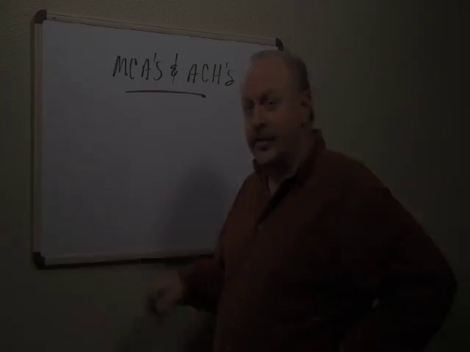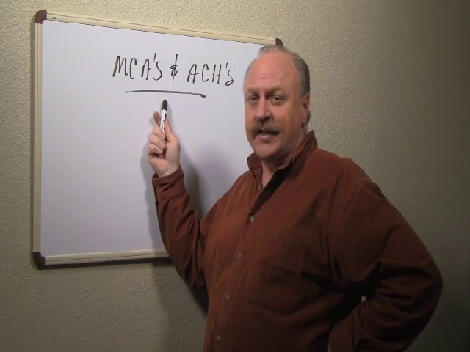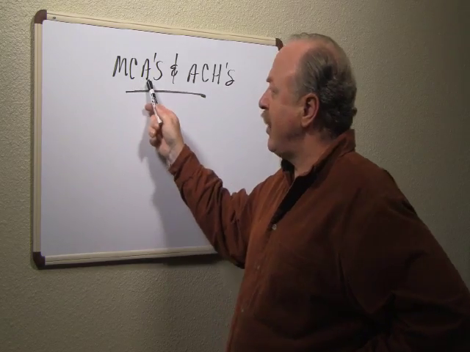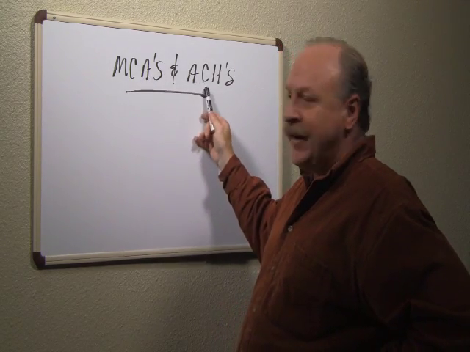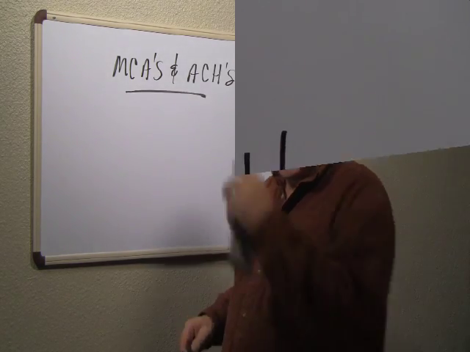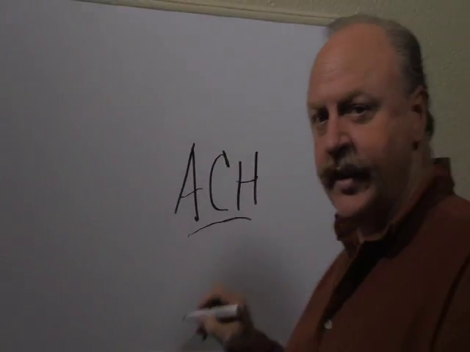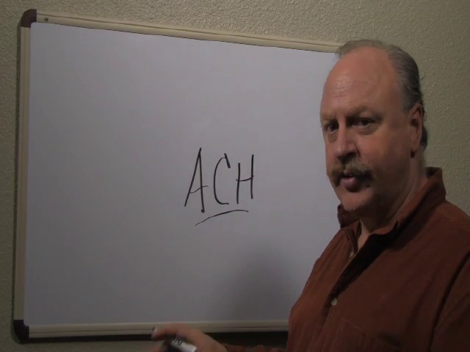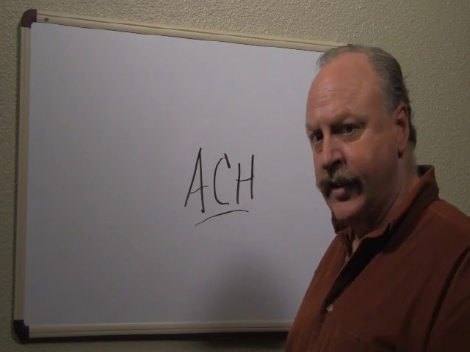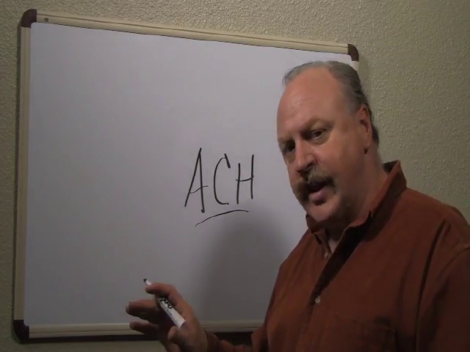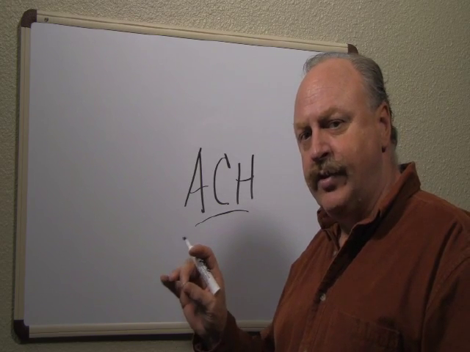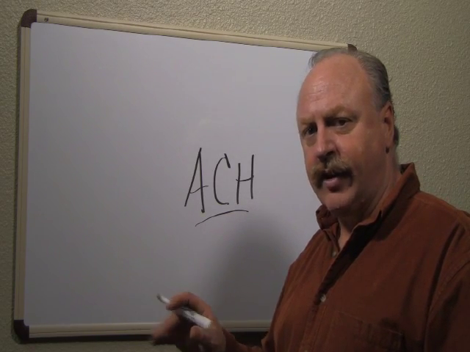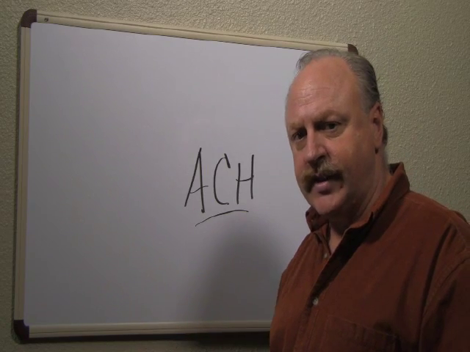What I'm going to be introducing you to today is MCAs and ACHs, Merchant Cash Advances and Automated Clearinghouse Advances. ACH is an Automated Clearinghouse Advance. Unlike a Merchant Cash Advance, we do not need a credit card machine present at the business itself.